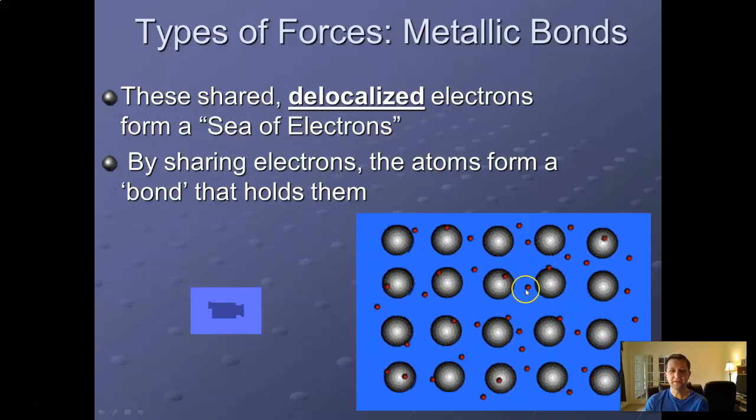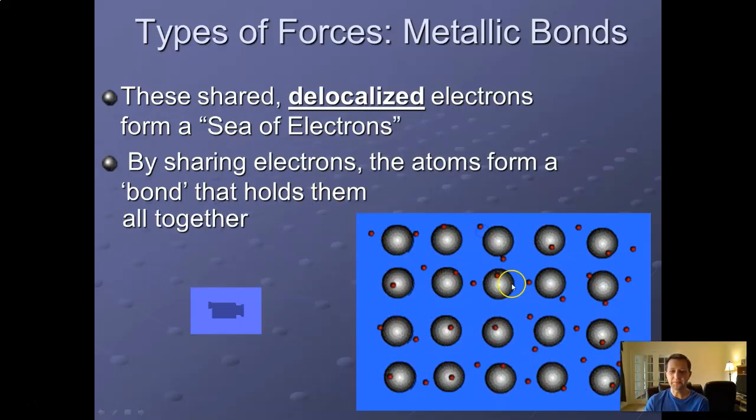By sharing these electrons, the atoms form a bond that holds them all together. That sea of electrons, bopping around to all the different nuclei, creates some relatively strong attraction between all of these atoms. And it's one of our stronger forces of attraction that we're going to look at in this unit. So we're going to watch a clip here real quick on metallic bonding, get a little bit of a better visual, and then we'll move on.